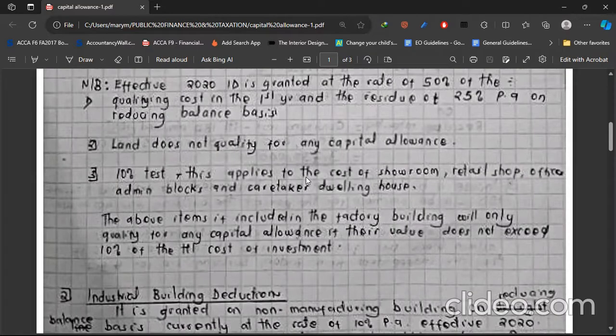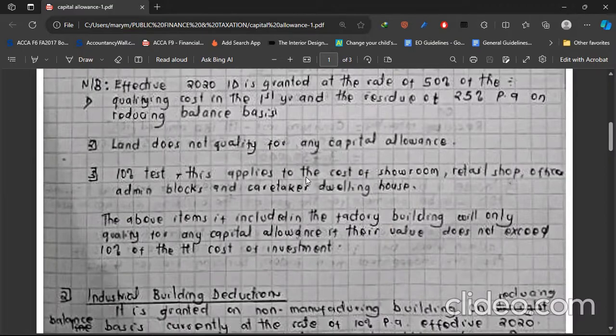What does it mean? It means that if, for example, the proportion we compute by taking the sum for the showroom, retail shop, offices, administration blocks, and the caretaker dwelling house exceeds 10%, then these assets are going to be deducted from the factory building and they are going to be granted IBD. But if the rate for the computation of the 10% test is below 10%, they are going to be qualifying for the investment deductions.